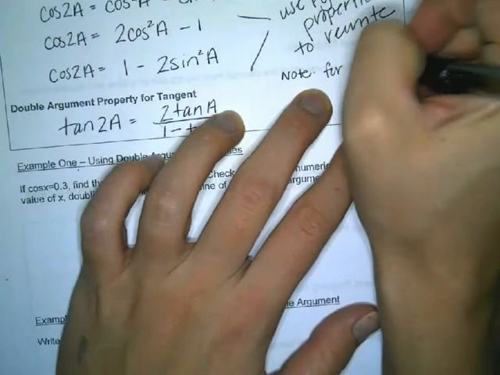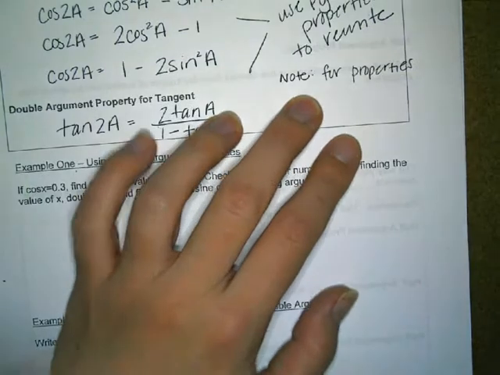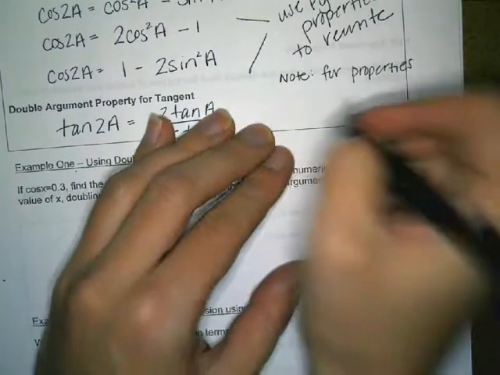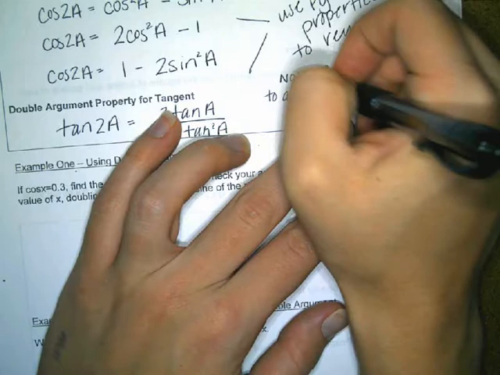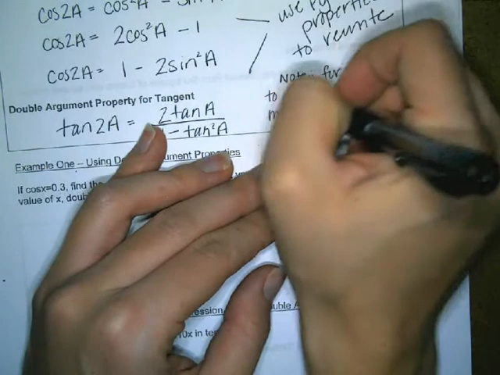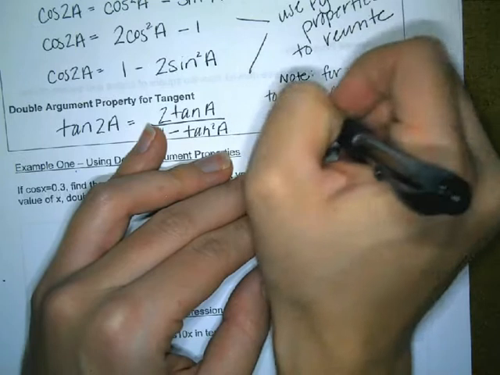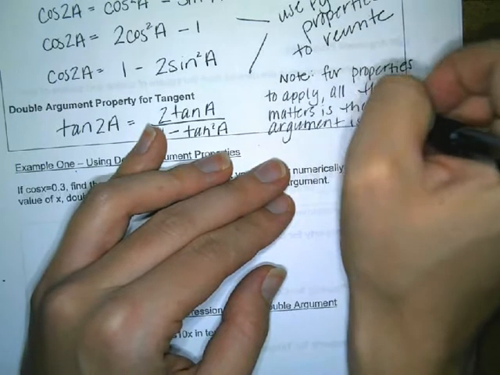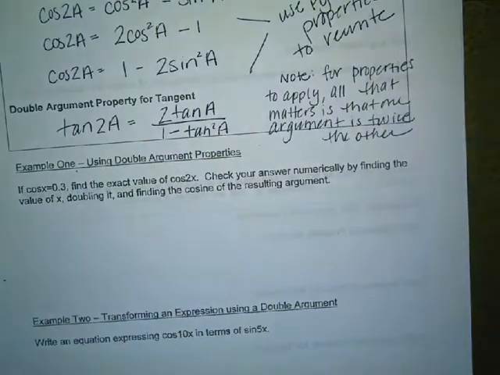Make sure you're writing this little note down as you're complaining about my question. Okay. For properties to apply, all that matters is that one argument is twice the other.